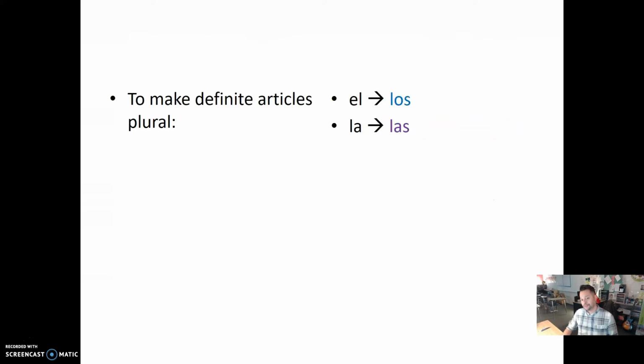All right. So here's what you got to do. To make definite articles plural, el or la, we learned that already, but to make el plural, that changes to los. To make la plural, it changes to las. Okay? You've probably seen these before all around town. We live in Southern California. Like Los Angeles. Las Cascadas, that good restaurant out there in Chino Hills. Okay? So once again, los and las means the, but for plural nouns.